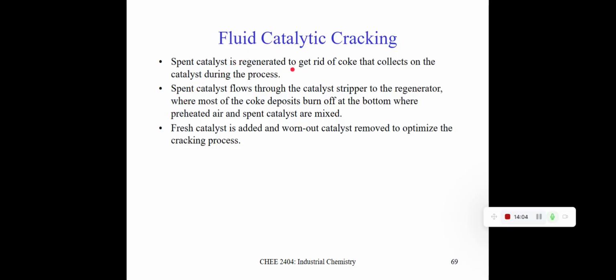Now the spent catalyst is regenerated in the regenerator, and this process is done as I discussed. Carbon plus O2 gives rise to CO2, and carbon plus half O2 gives rise to CO. By heating that catalyst, we get the fresh hot regenerated catalyst, which is further recycled or fed to the feed in such a way that it will react in the riser. Spent catalyst flows through the catalyst stripper to the regenerator, where most of the coke deposit burns off at the bottom, where preheated air and spent catalyst are mixed. Fresh catalyst is added and worn out catalyst removed to optimize the cracking process, right?